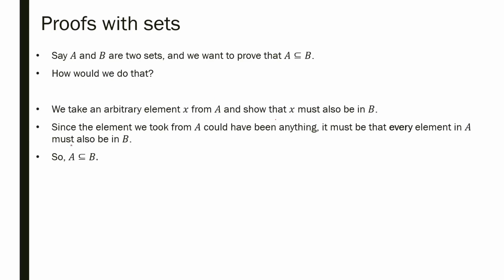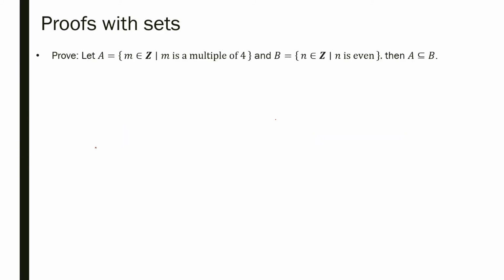So let's look at a proof with this. Let's have A be the set of all integers m such that m is a multiple of 4. So this is just the set of all integers that are multiples of 4. B is going to be the set of all integers n such that n is even. This is just going to be all of the even integers, right? All the even integers, or all the integers that are multiples of 2. Ignore my capitalization error. Then A is a subset of B.